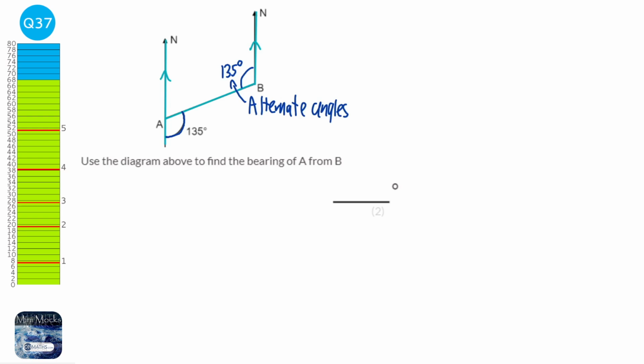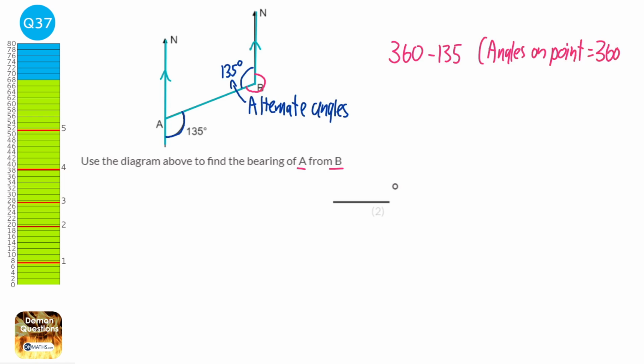And we know also that angles on a point add up to 360. So this red angle represents the bearing of A from B. And so to find this angle out, what we're going to do is just 360 take away 135. And the reason for that is angles on a point equal 360 degrees. And when we work that out, we get the answer of 225.